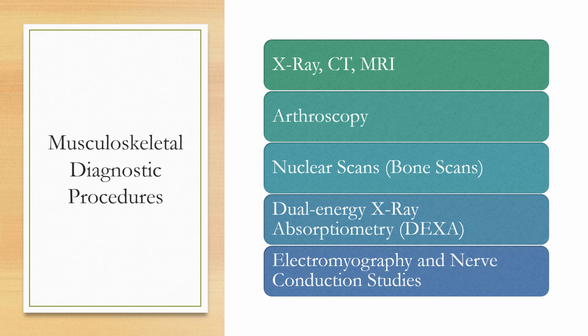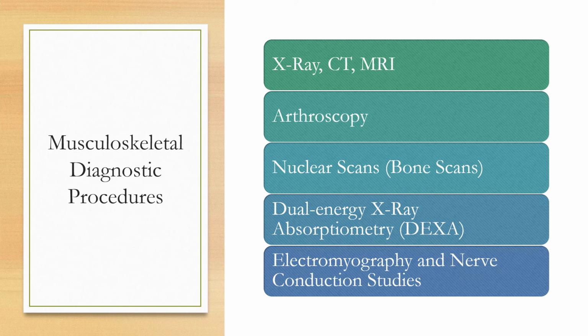And remember, there's no radiation associated with an MRI. There's minor radiation associated with an x-ray, and there's significant radiation, depending on what body part is being imaged, with a CAT scan, okay? What's an arthroscopy?